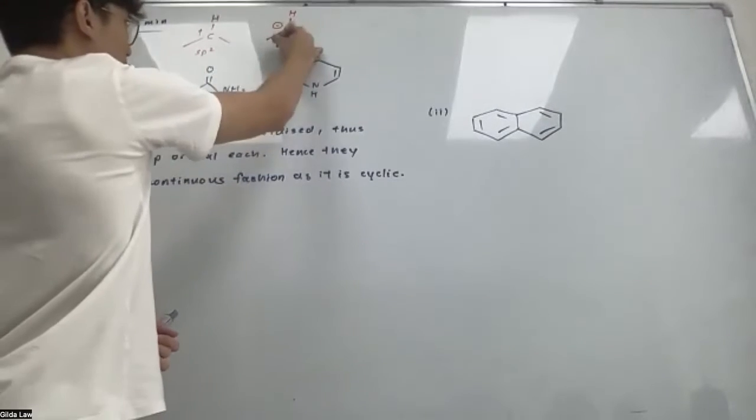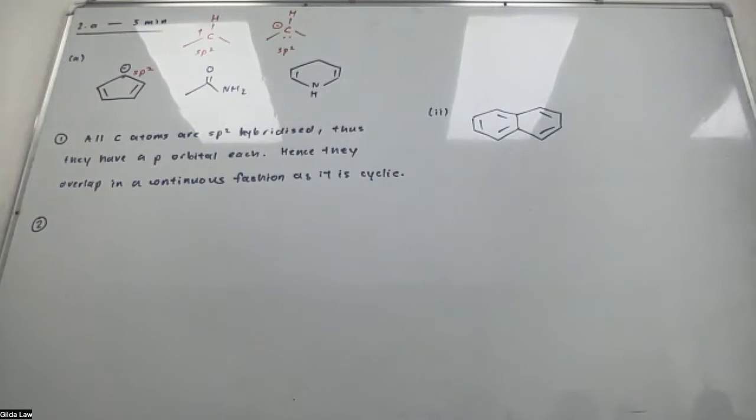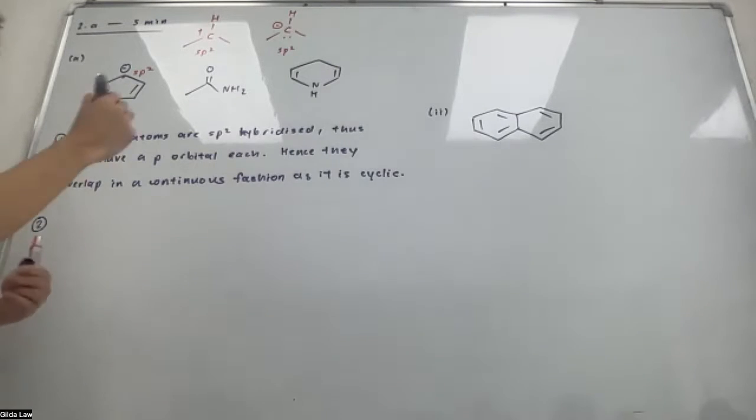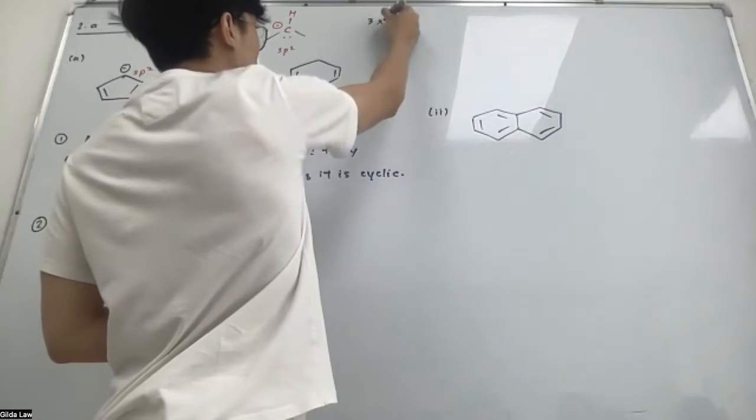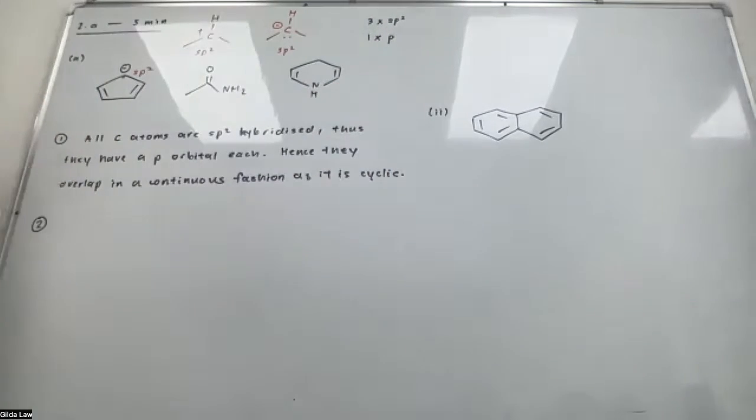But based on the question we have been given, this carbon is actually sp2. And let's just identify one thing, and this is actually necessary for the next part of the question. Remember, guys, for sp2 hybridization, we have 3 sp2 and 1 p. sp2 hybridized orbitals, how do they overlap?